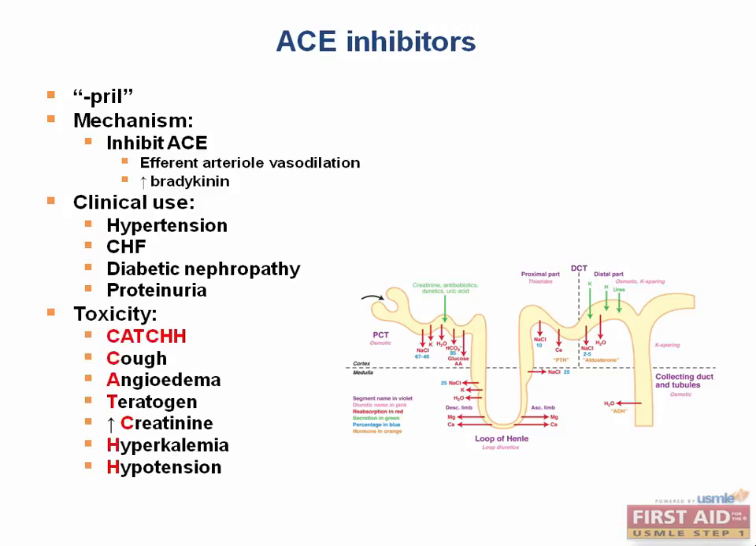They can be remembered with the mnemonic CATCH, C-A-T-C-H-H. The most common is cough, and it's caused by the increased bradykinin levels. Other side effects are angioedema, especially in patients with C1 esterase inhibitor deficiency. ACE inhibitors should not be used in pregnancy because they are teratogenic. They can also lead to increased creatinine levels, hyperkalemia, and hypotension.